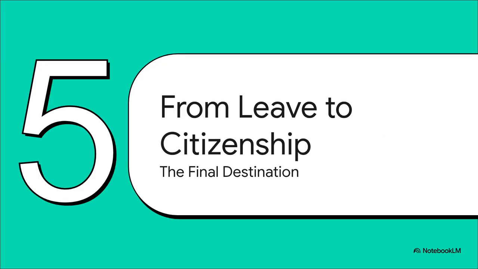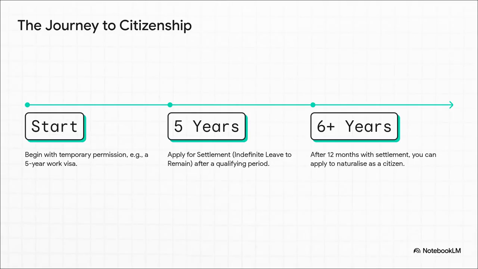But let's get back to our applicant. If they can somehow navigate this maze successfully, choosing the right path, filing a perfectly valid application, and clearing all those grounds for refusal, what's at the end of this incredibly long road? Well, there is a final destination. The journey almost always follows this exact timeline. It starts with years and years of temporary permission on a visa. Then, after a qualifying period, which is typically 5 years on many of the main routes, a person can apply for settlement. And only after they've held that settled status for at least another year can they finally take the last step, applying to become a British citizen.